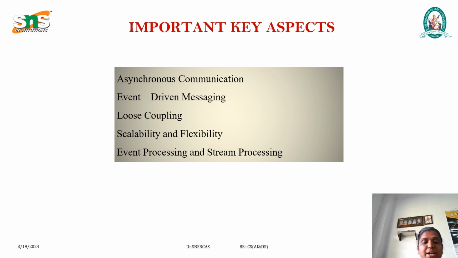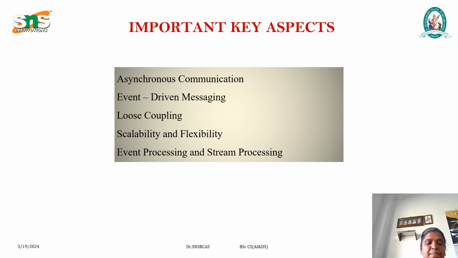Events represent meaningful occurrences within a system, such as changes in state, user interactions, or system errors. Loose coupling. It promotes loose coupling between the components by decoupling the producers and consumers of events. This loose coupling enables components to be developed, deployed and scaled independently. Scalability and flexibility. Event-driven architecture supports scalability and flexibility by allowing the components to react dynamically to changes in the system.